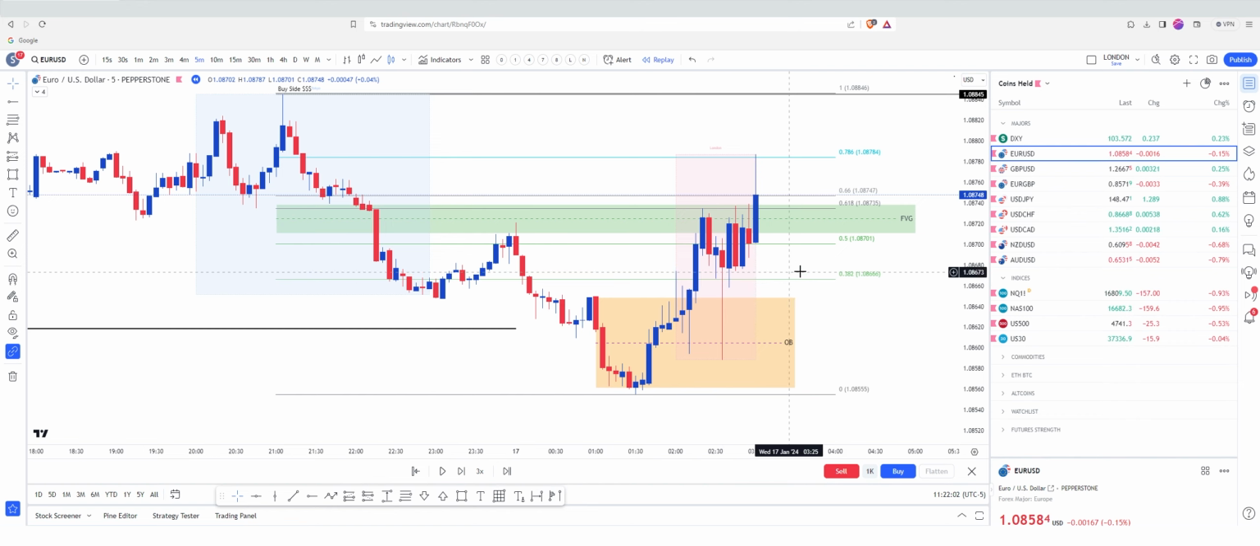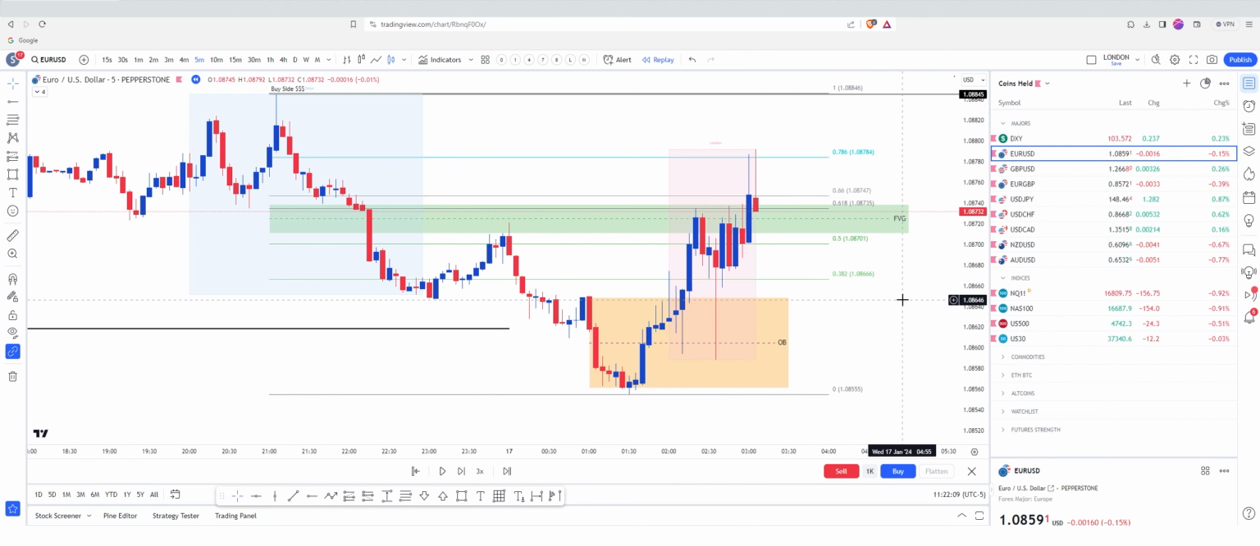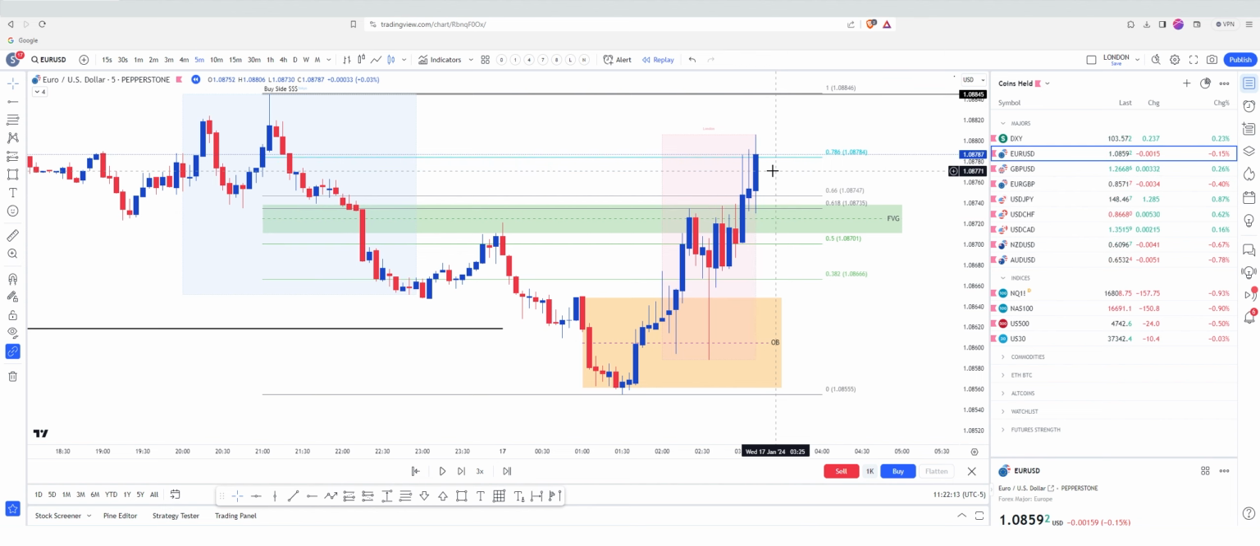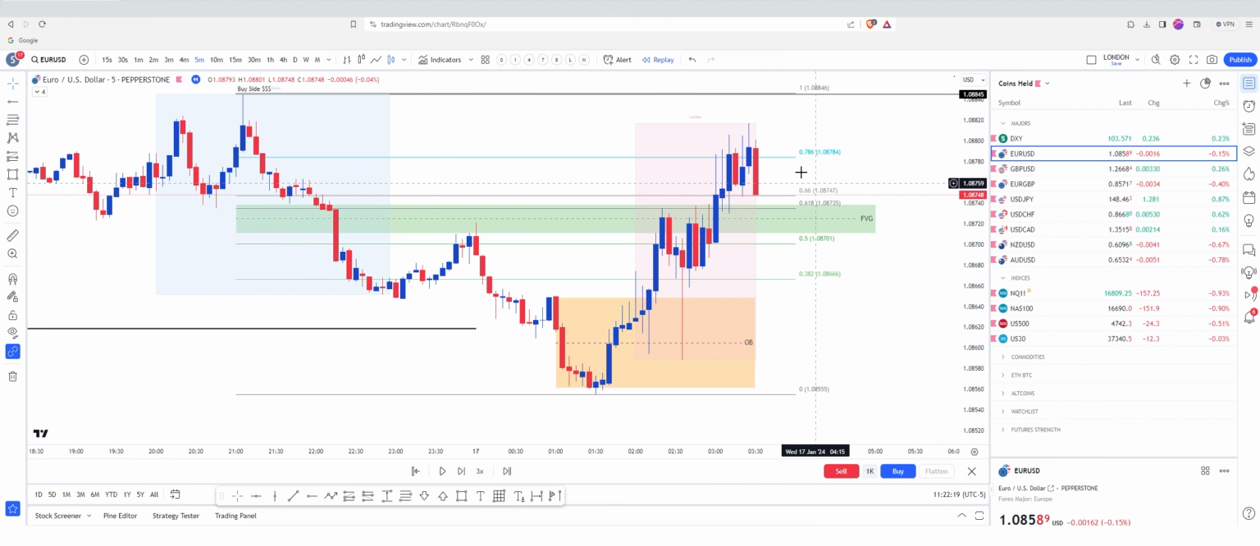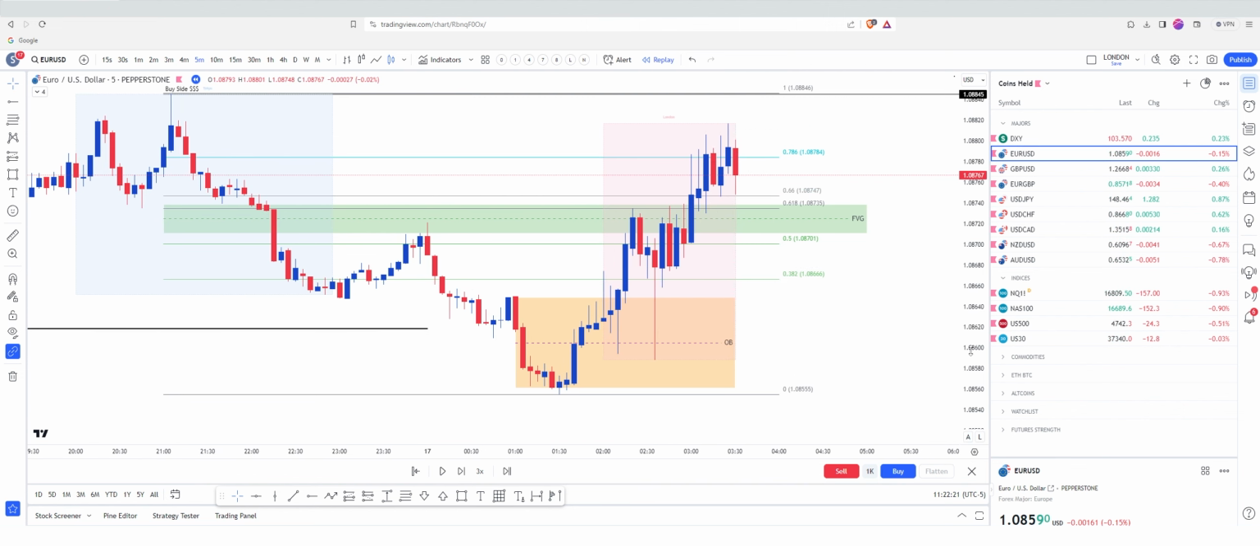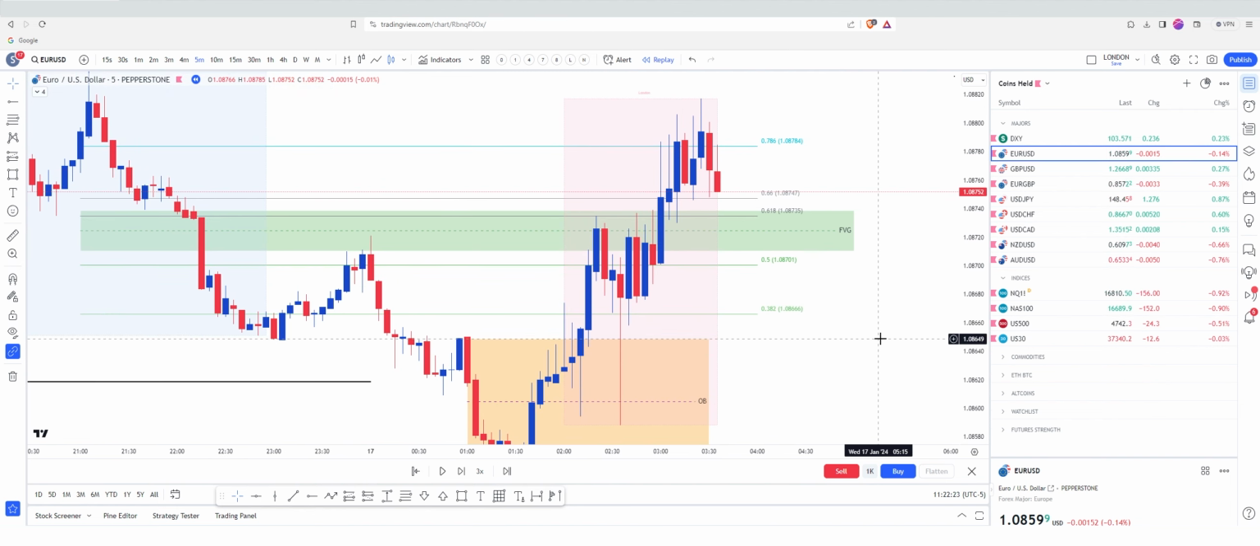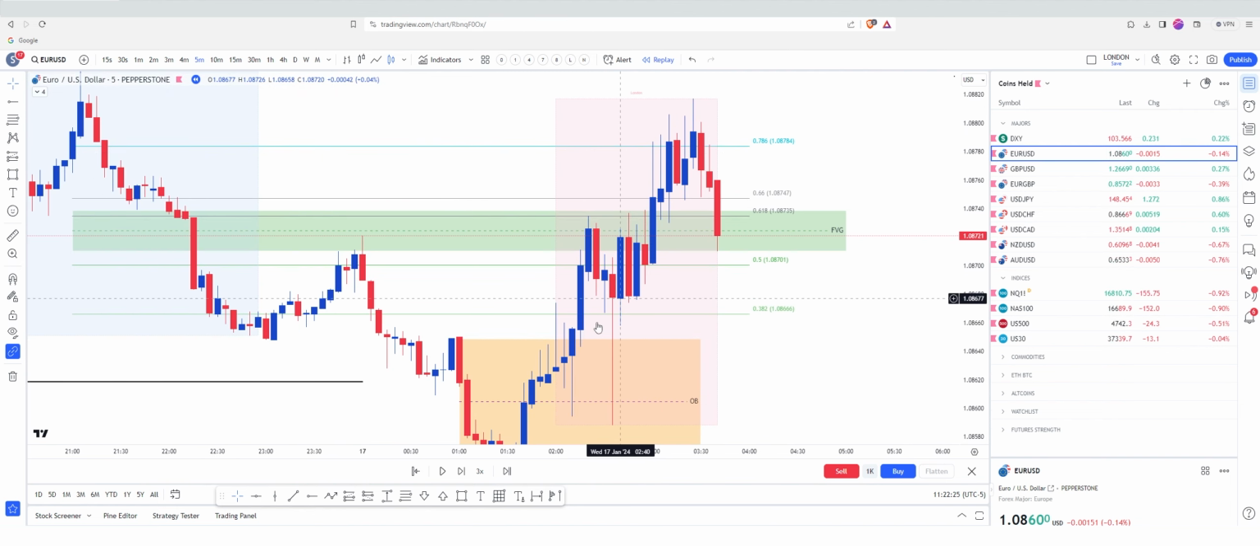So this is 3 AM, the open of the silver bullet hour. We'd engineered some liquidity, pulled above the fair value gap here at the open of the silver bullet hour. Nice reaction. The eyes are kind of on the Asia high at the moment. Failed to take the Asia high. So we've got a bearish candle here.